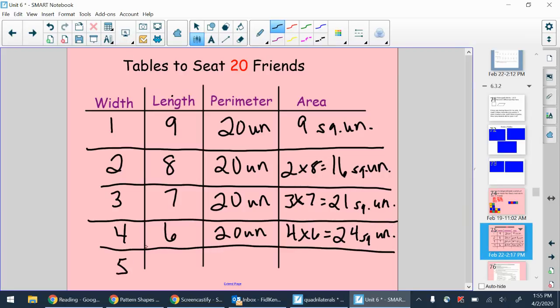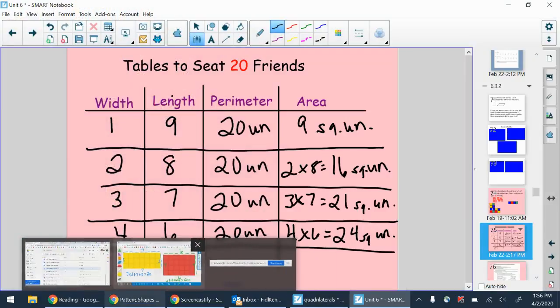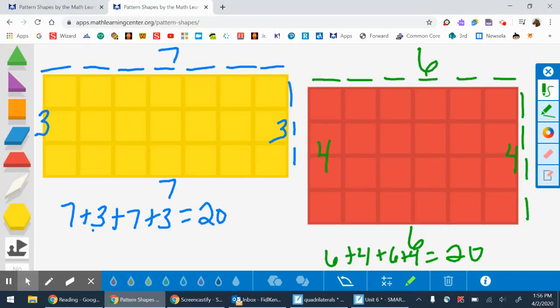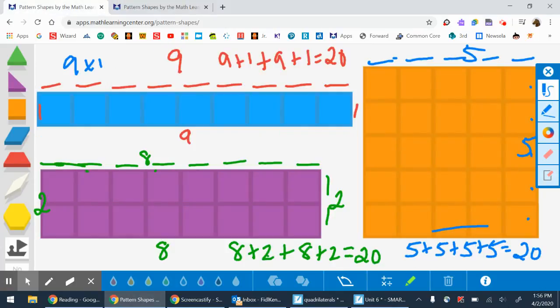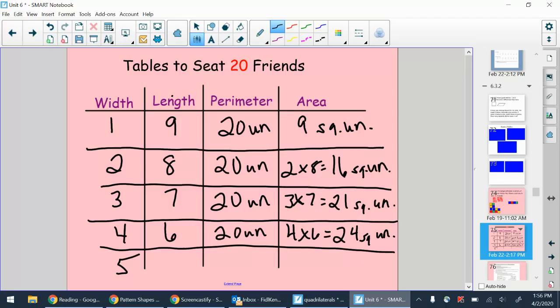And lastly, number 5. I'm going to go back to my orange one. We said it had a height of 5 and a width or length of 5. We said the perimeter was 20 units. To find the area, I do 5 times 5 equals 25 square units.